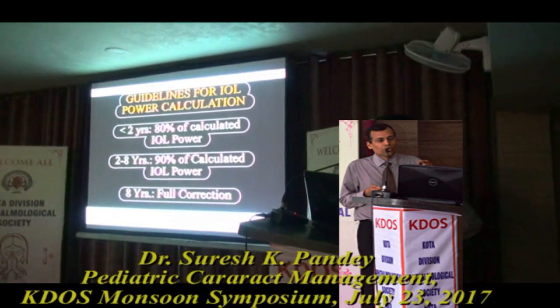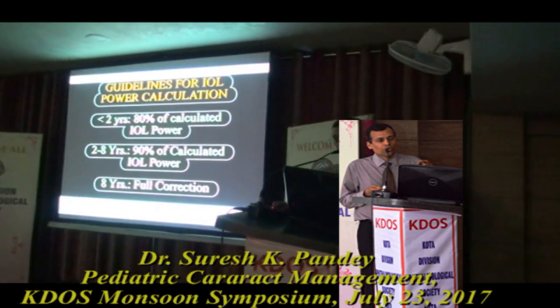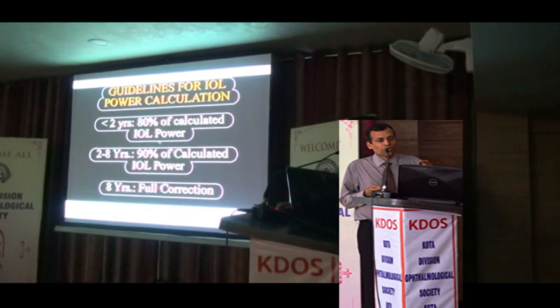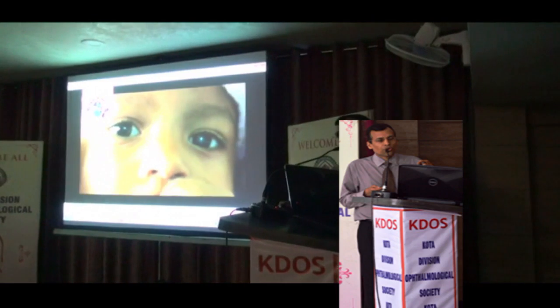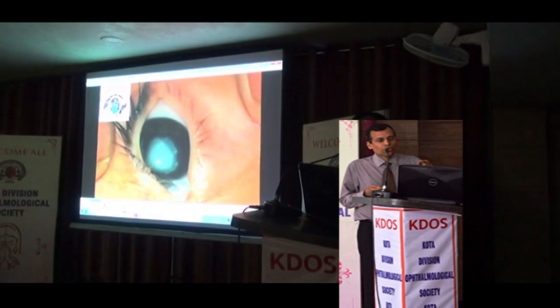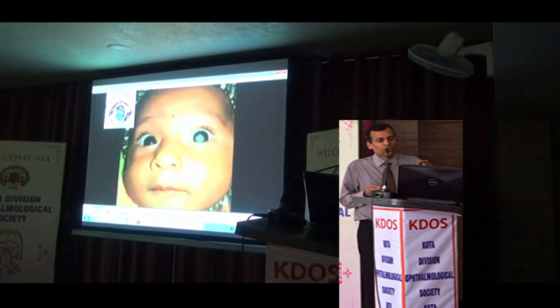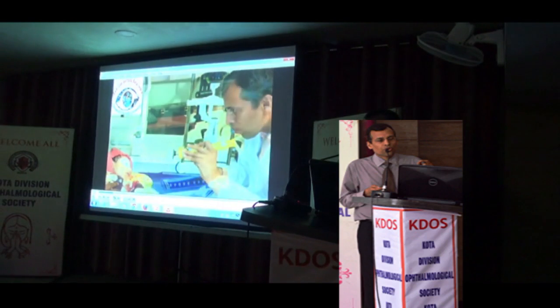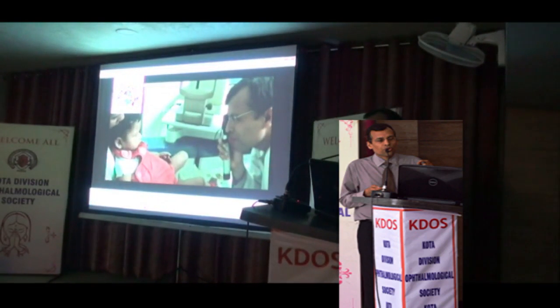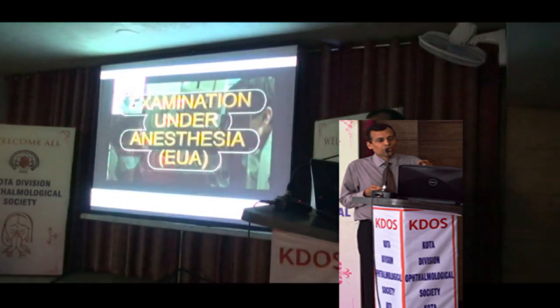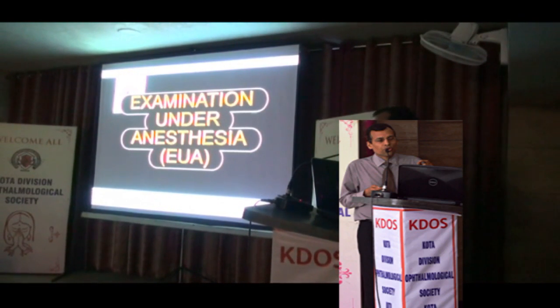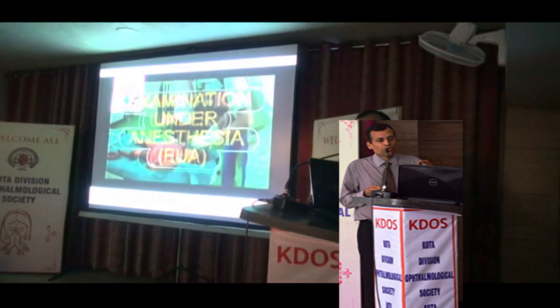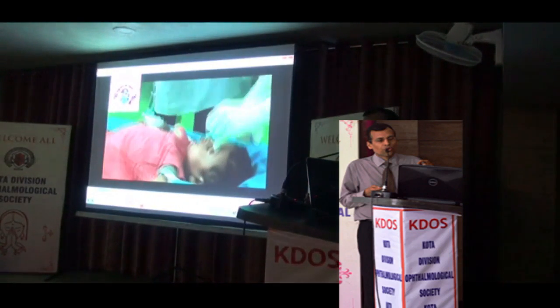And the second important thing is the lens power calculation. As we all know, because of children, the refractive status of the eyes keeps changing, and sometimes we come across a unilateral cataract in a very small child, for example, less than 1 year. So in these cases, it's very important to do a very thorough examination under anesthesia.